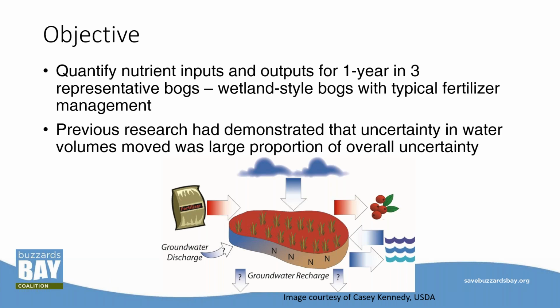input or output. And we had done some previous research where we did some grab sampling to look at the inputs and outputs. But what that research demonstrated was that without having really good information about the volumes of water moving, that introduced a large source of uncertainty into our understanding of the overall amount of nitrogen that was going off of these bogs.